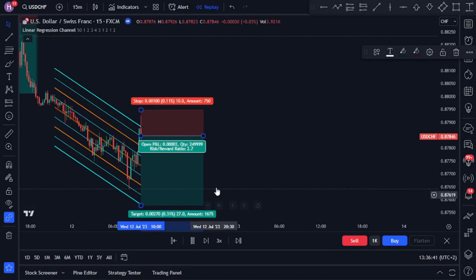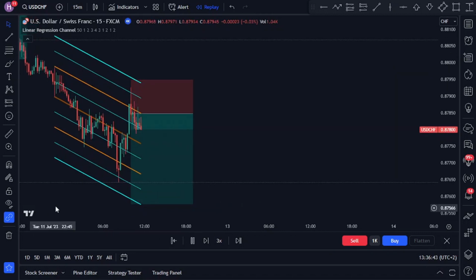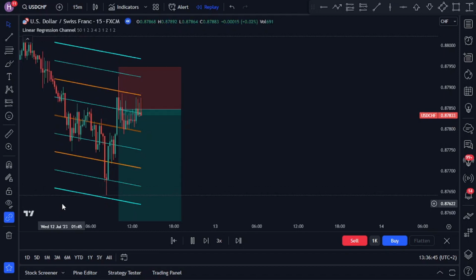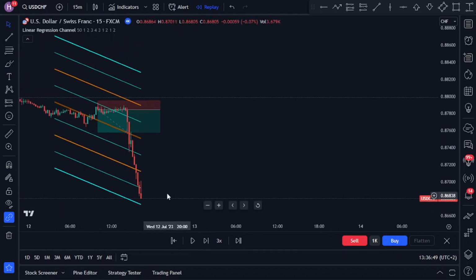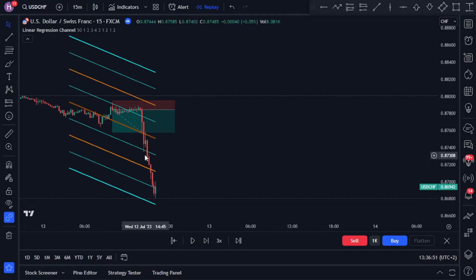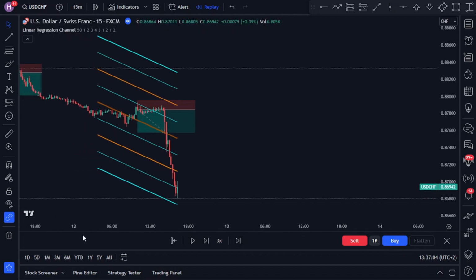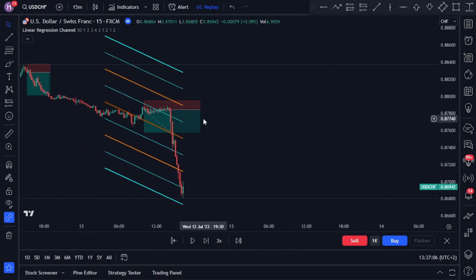So the secret behind the linear regression channel's capabilities is all about math. Statistics show that 70% of price action happens within the inner blue lines of the regression channel, and that 90% of all price action occurs within the orange line of the linear regression channel. And these facts provide us with an important trading edge.